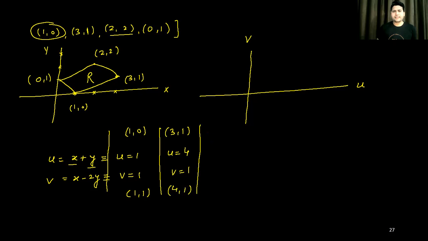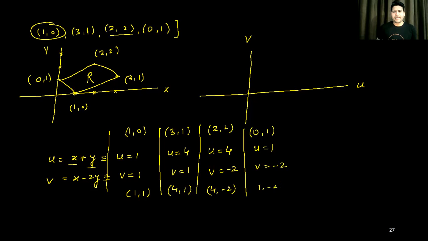The third point, which is 2 comma 2. So U will be 4, and V will be how much? 2 minus 4, so minus 2. So 4 comma minus 2. In the same manner, the last point that we are having is 0 comma 1. So this U is 1 and V is how much? Minus 2. So 1 comma minus 2.